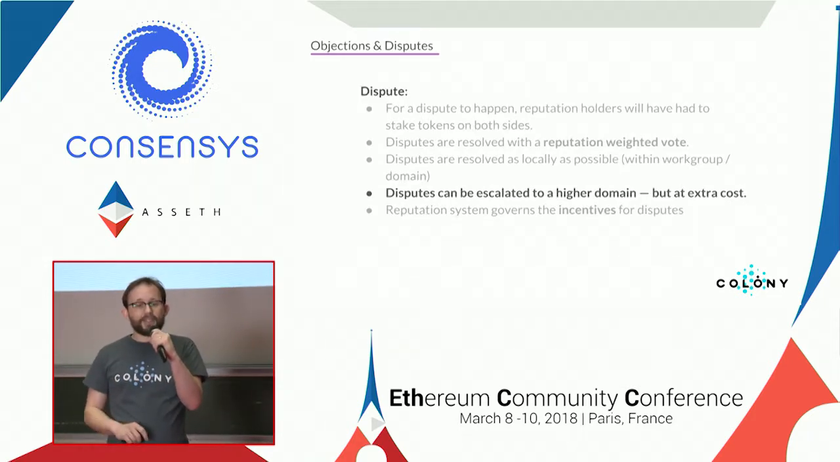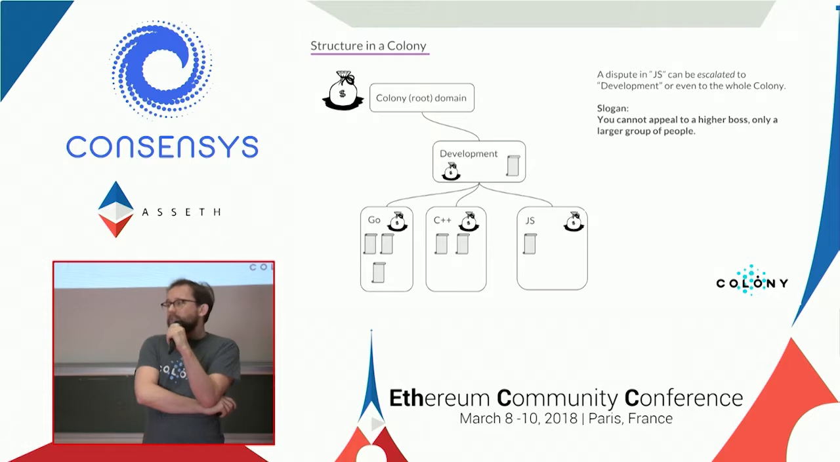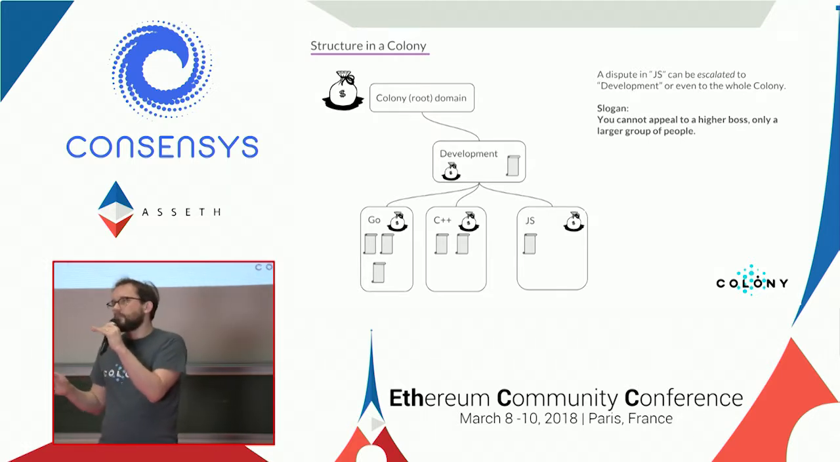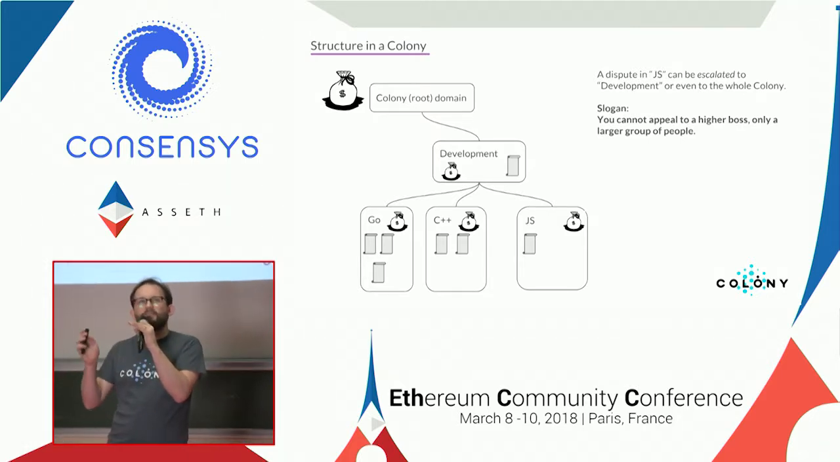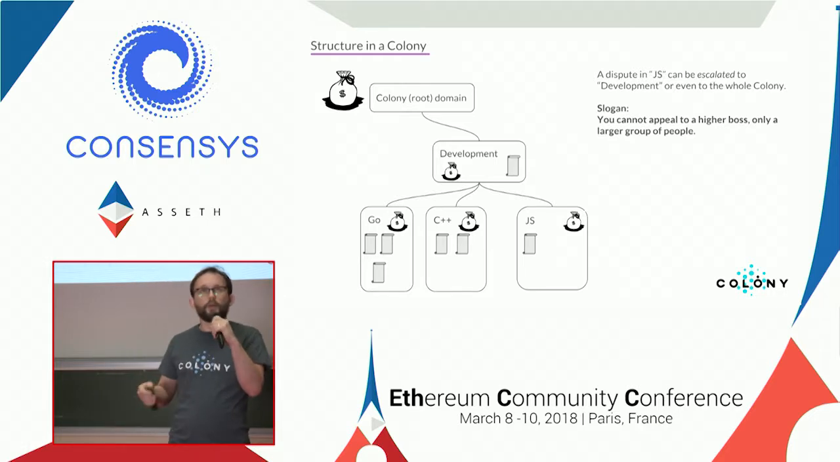Disputes can be escalated to a higher domain, but at extra cost. Let's say the JavaScript department is small and the reputation distributed within it is kind of lopsided, and there's one person who is aggressively trying to push a point of view that everyone else disagrees with. You can escalate to a higher department. You can ask all developers to vote on this, if you think that the department above, the development department, will agree with you.